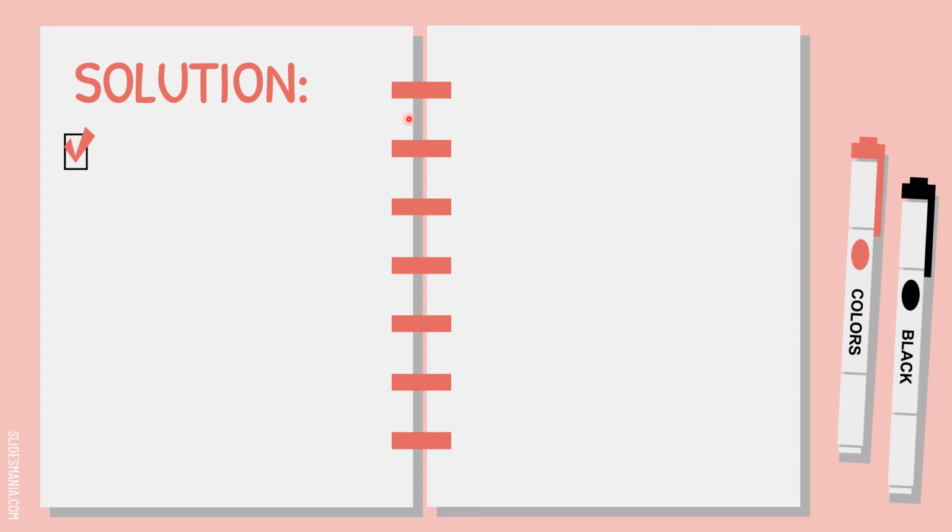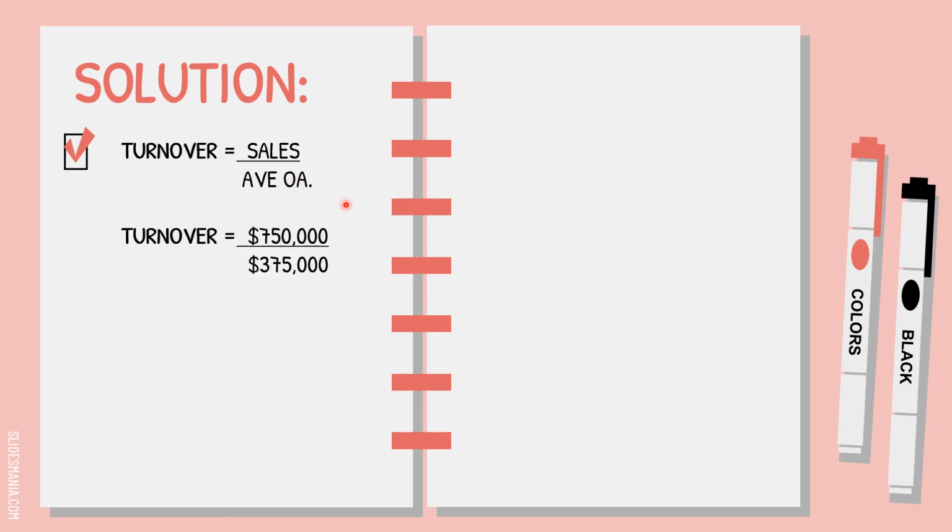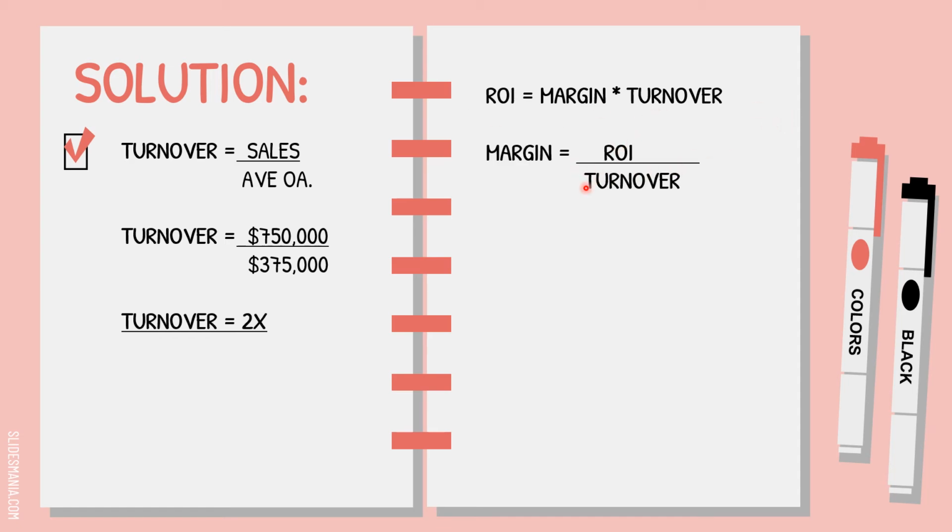So the solution goes like this. We look for the turnover first, which is equal to sales divided by average operating assets. Both are given in the problem. So sales of 750,000 divided by operating assets of 375,000. We have a turnover of 2 times. Now, to get the margin, we have this formula again: margin is equal to ROI divided by turnover. Now the other one is solved. So we have 15% divided by 2. We have a 7.50% margin.